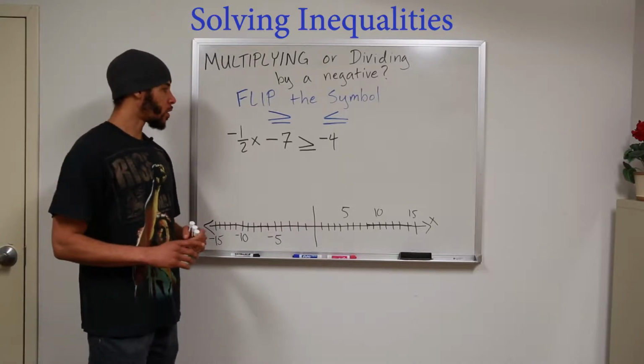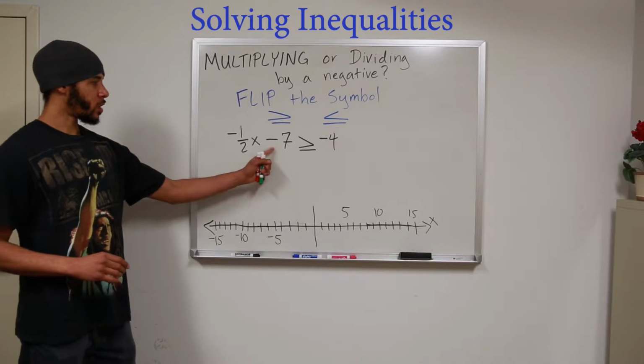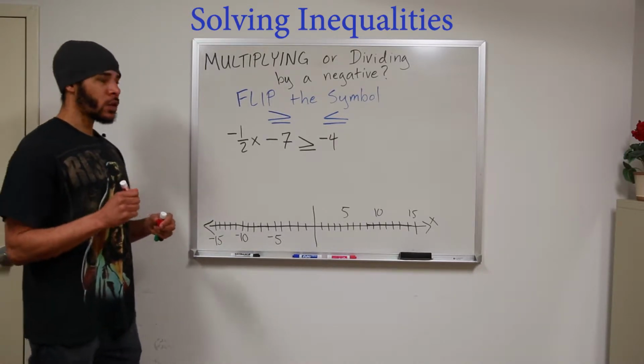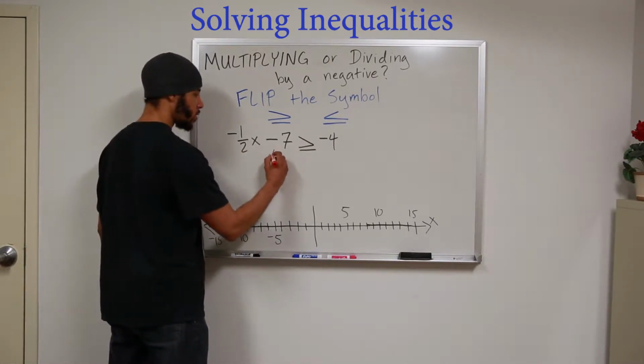All right, so we are now looking at a new two-step inequality. Once again, we're going to deal with this additive inverse first. Although we could use the multiplicative inverse first, we'll do that next. Let's start by adding 7 to both sides.